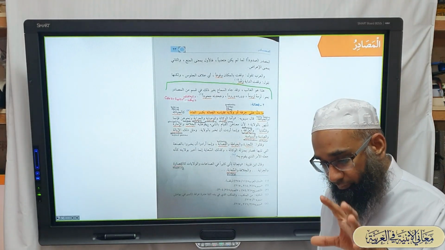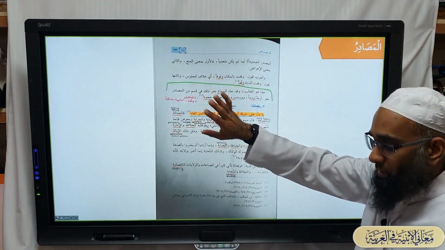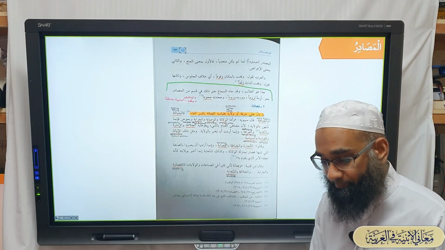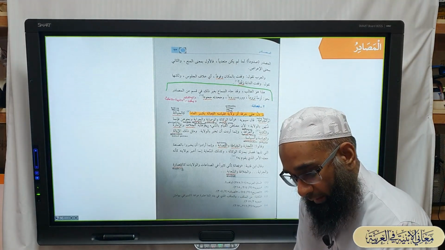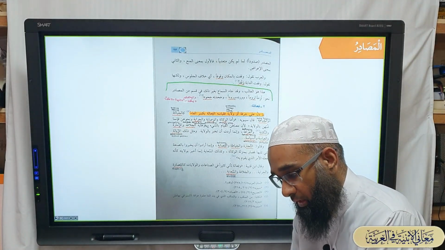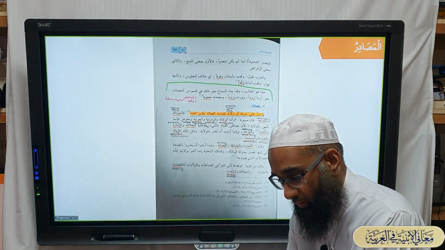So you can have both usages. But this is a few exemptions. But the other one is a rule of thumb which will help you get by in a lot of places. Understood? So that's the fa'alan and fu'ulan masdar, the usage of فعلا and فعولا. Okay?